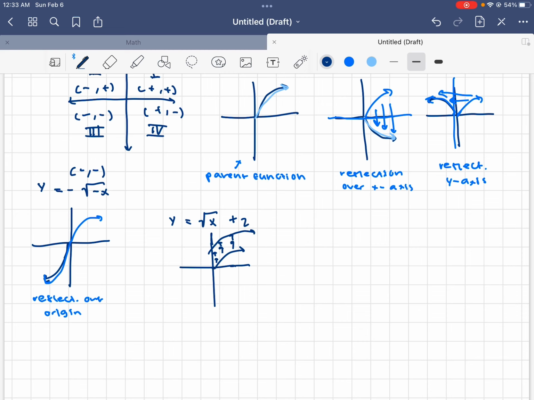Okay, so we have this point as 0, 0, and it's shifting up, so you have 0, 1, and then 0, 2. When you have that number added, it is the y-intercept. So if this was minus 2 instead, our function would move down 2 points. All our points would shift down 2 points, and it would be down here.